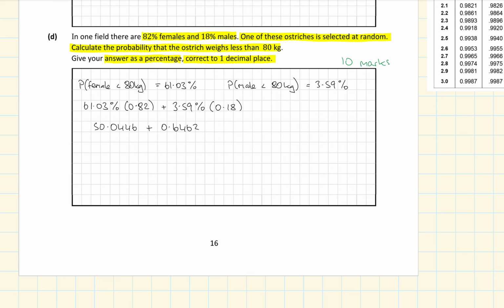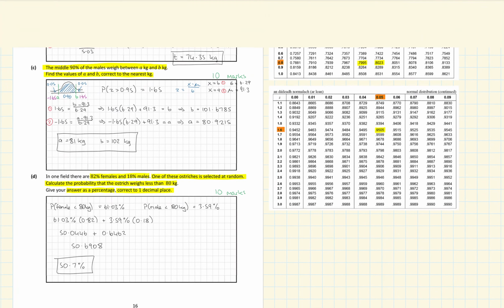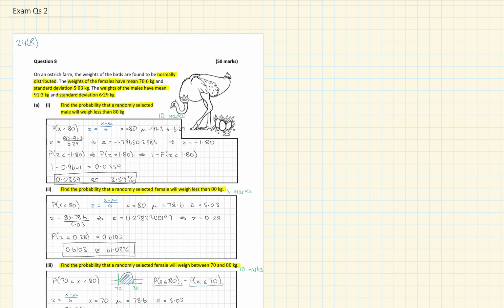Add the two of them together, and then we'll round our answer. We get 50.6908. We were asked for one decimal place, so that's 50.7%. Okay, so a probability question at the end really, but you needed your z-scores to be able to answer it. Okay, so that's that question done, 50 marks overall.